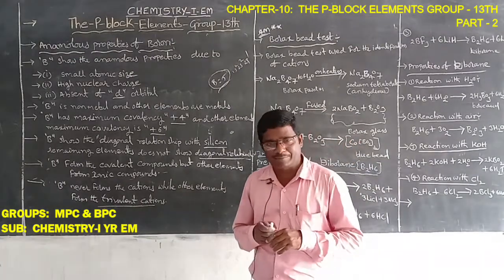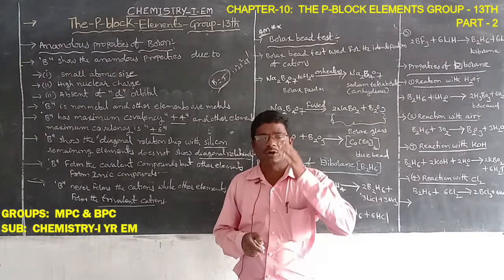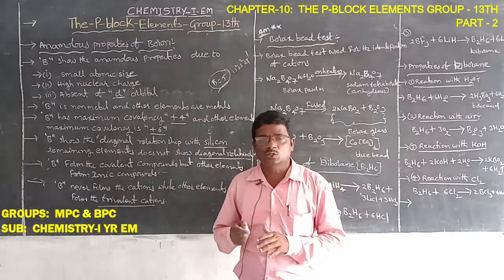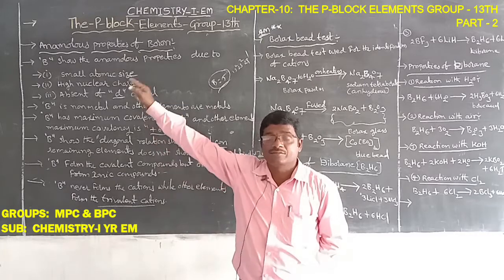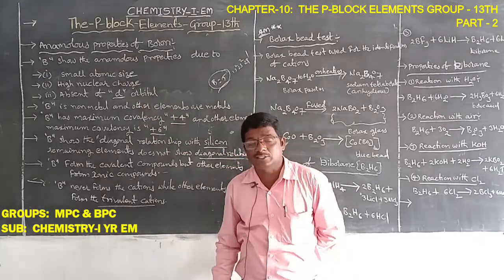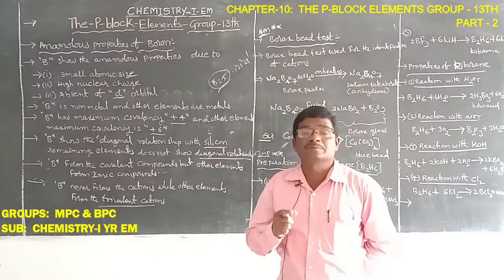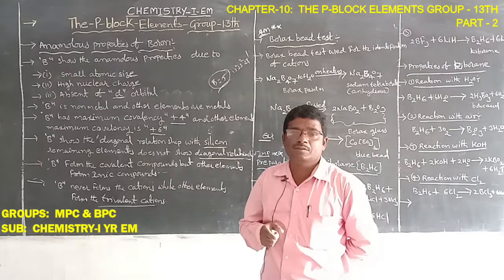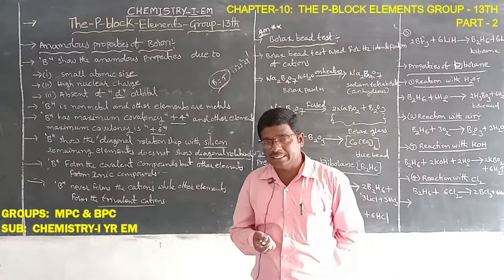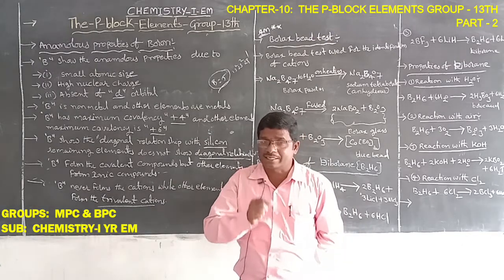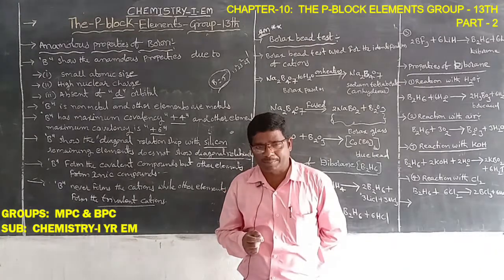This is a 2 marks question, very important. Once again, anomalous properties of boron. Boron shows anomalous properties due to three properties: the small atomic size, the high nuclear charge, and the absence of the d orbital, because boron's atomic number is 5. So it has no d orbital, and it has a small atomic size and a high nuclear charge. So boron shows anomalous properties.